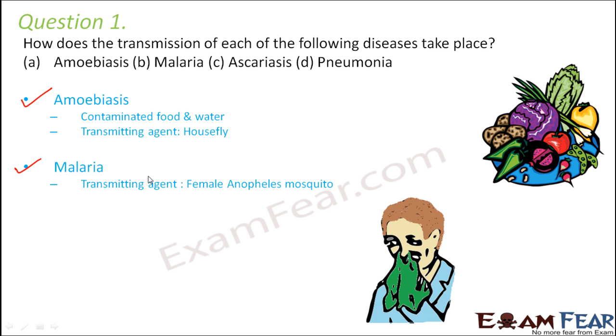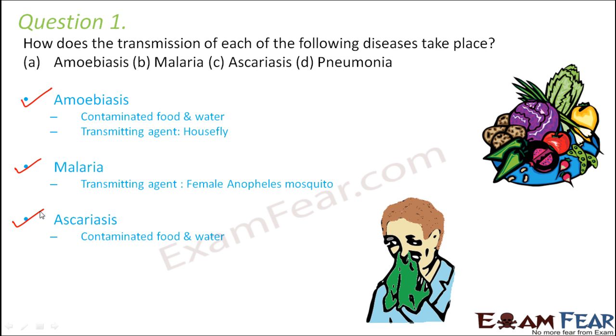Malaria. The transmitting agent here is the female Anopheles mosquito. So when this mosquito bites an infected person, it takes the parasite, and when it bites another normal person, it injects the parasite into the body of that person.